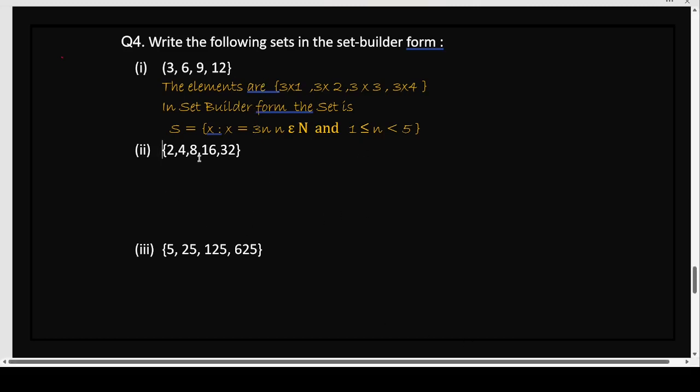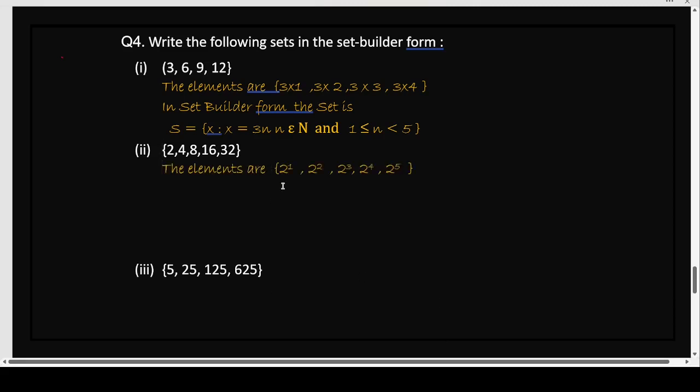The next question, 2, 4, 8, 16, 32. You can observe this. What do these numbers look like? These numbers are 2 to the power of natural numbers starting from 1. 2 raised to 1 is 2, 2 raised to 2 is 4, 2 raised to 3 is 8, raised to 4 is 16, raised to 5 is 32. So that is the common property. Now it is easy to write the set in set builder form.